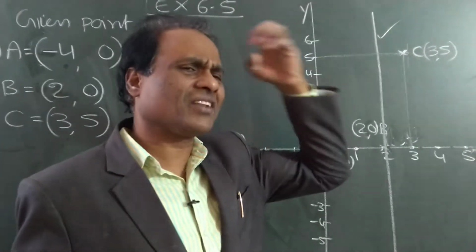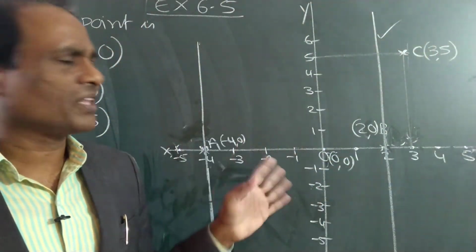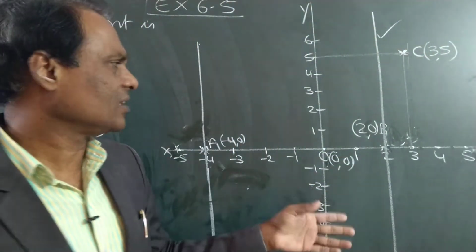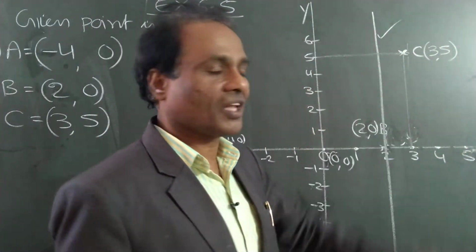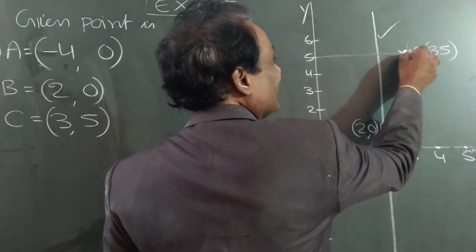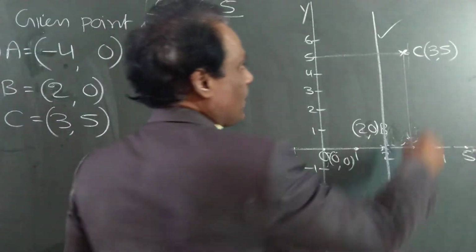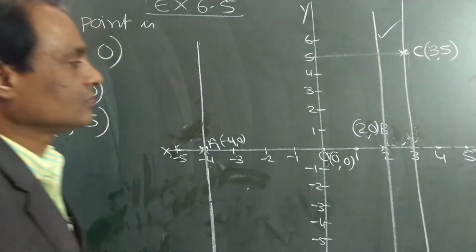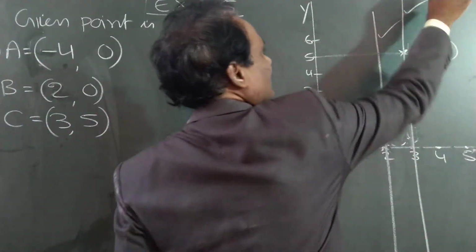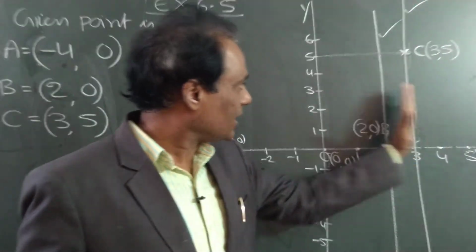How to locate the points? So many problems we did, maybe more than 30-40 problems locating the points. X value 3, Y value 5, 3 comma 5. Now through this point, draw a line parallel to y-axis. This is the line. Through 3 comma 5, draw a line parallel to y-axis.